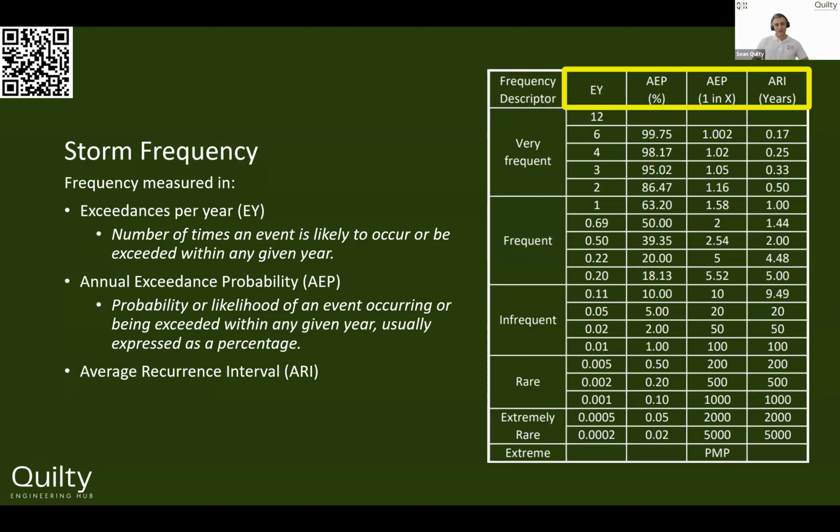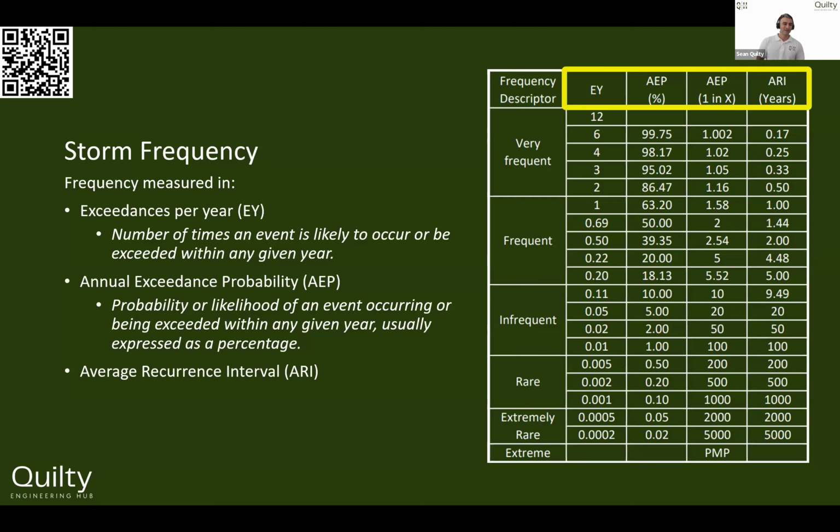Then we have the average recurrence interval, or ARI. If we look at that 1% storm, for example, that has an ARI of 100, which means it's a 1 in 100 year likelihood that that storm could occur. Now, I've got to really stress this. We do not use ARI anymore. It's still in council planning scheme policies. There's a bit of a legacy. It still hangs around in a few documents here and there. But in the industry now going forward, we always try to use AEP wherever possible instead of ARI.